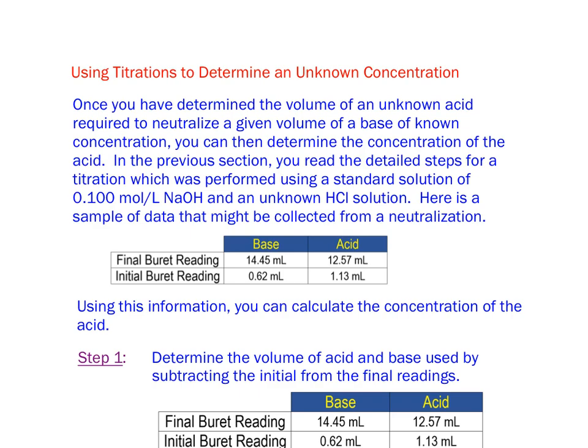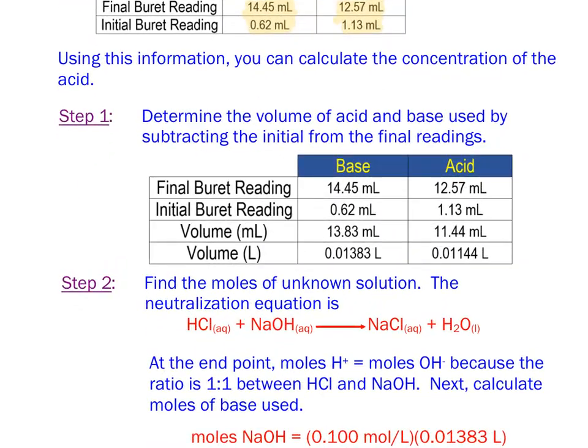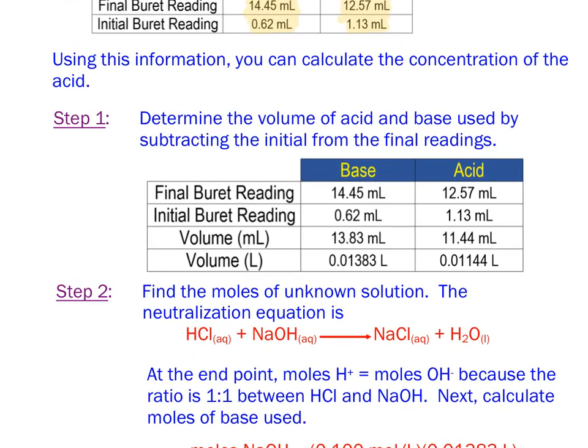The final burette reading of the base was 14.45 mL. The initial reading was 0.62 mL. For the acid, there's the 2 right there. So now, how do we use that to find the concentration? We need to find the volume of the acid and base used. So we just subtract final minus initial, and that gives us the volume of the acid and the volume of the base. And then we make sure to turn both of those into liters by dividing them by 1,000.